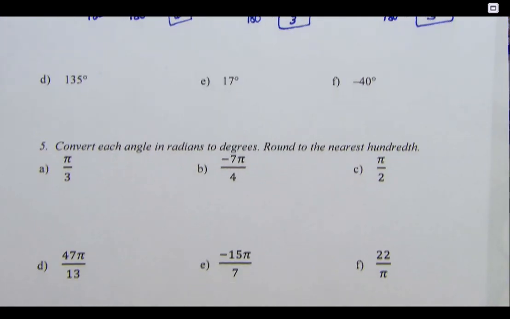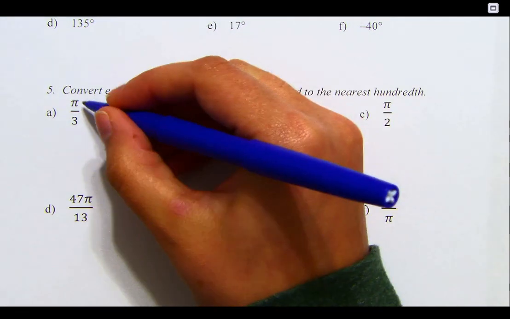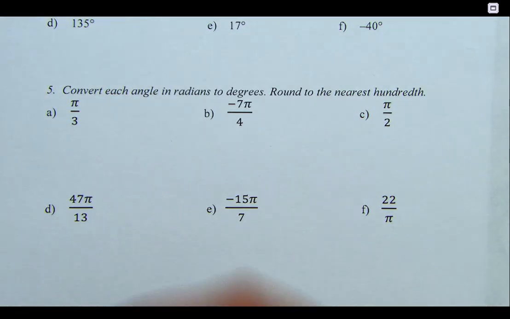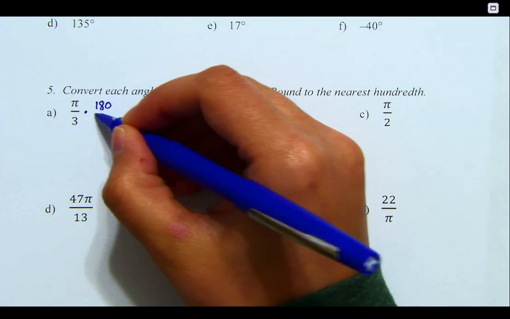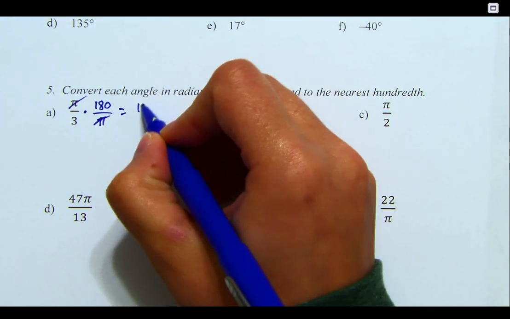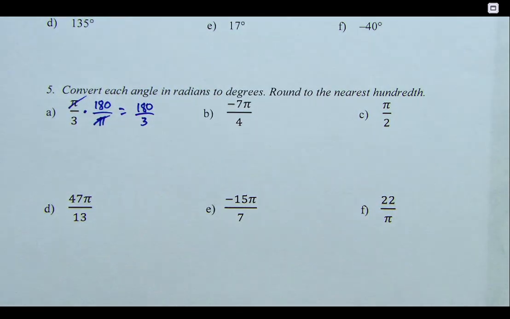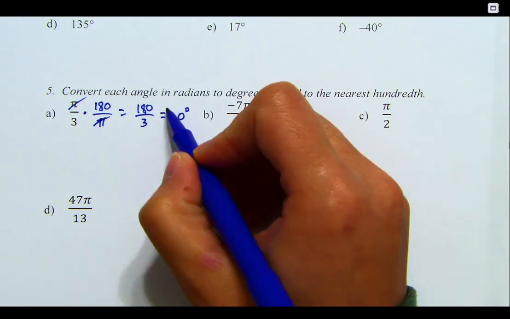Okay. Now if we go the opposite direction, where we're converting from radians to degrees, we're going to multiply by the opposite. This time I need the pi to cancel out, the radians to cancel out. So we're going to multiply by 180 over pi. Then the pi's cancel, and now I have 180 divided by 3, and we're just simplifying that. If we actually do that division, that would give me 60, and I need to make sure I label it with my degree symbol.